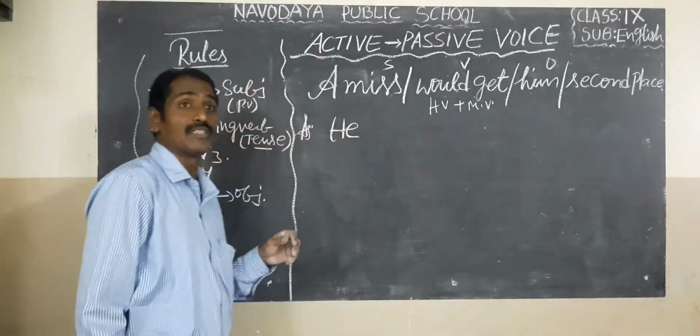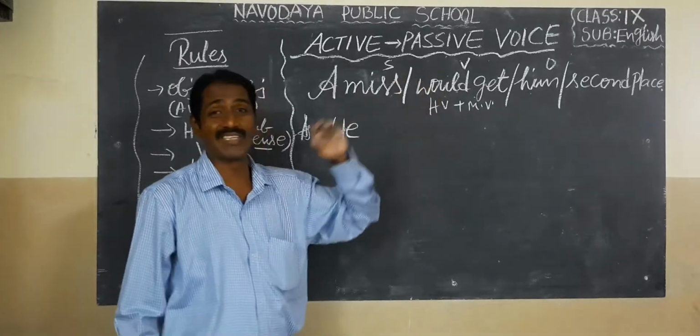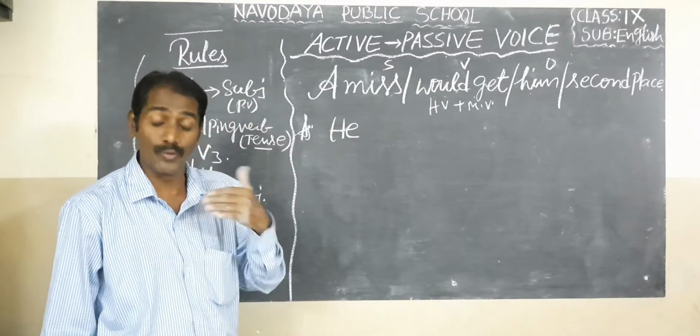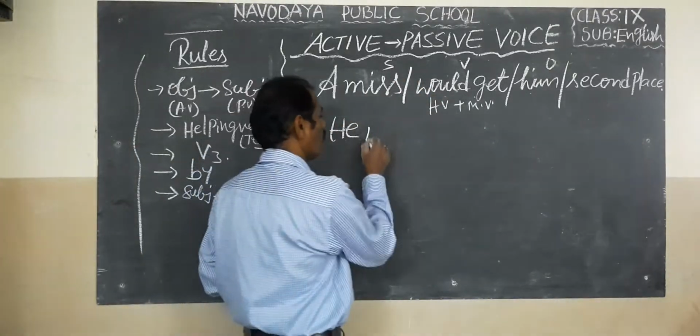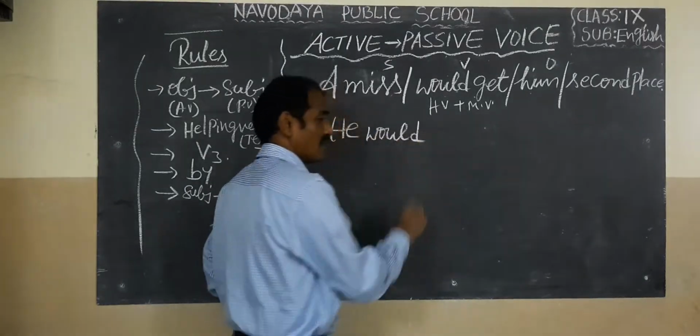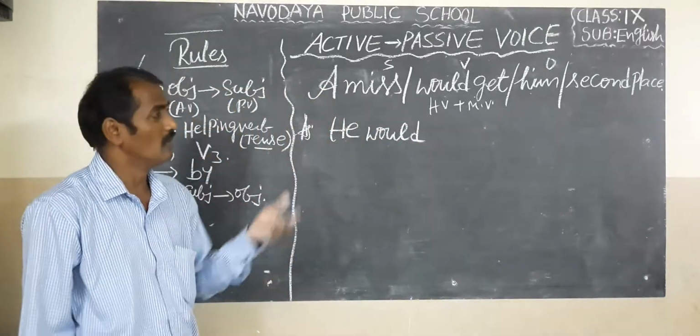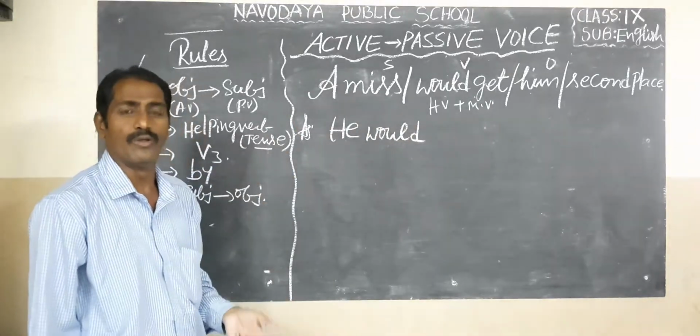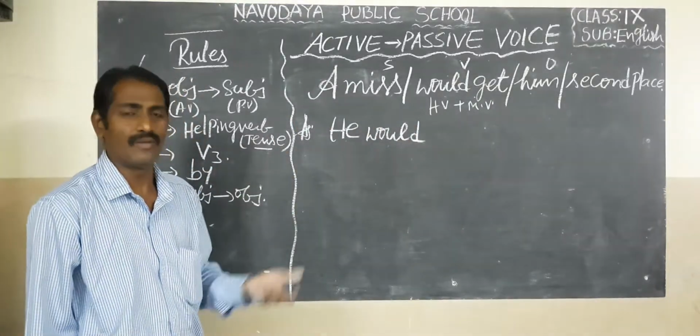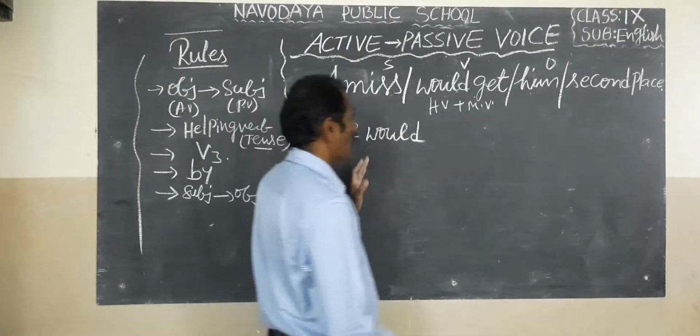Because the tense is future tense, would is the past form of will. So here it is he would, no change. There is no singular or plural here. If would is there, we should write would. If could is there, we should write could. So he would, be form: be.